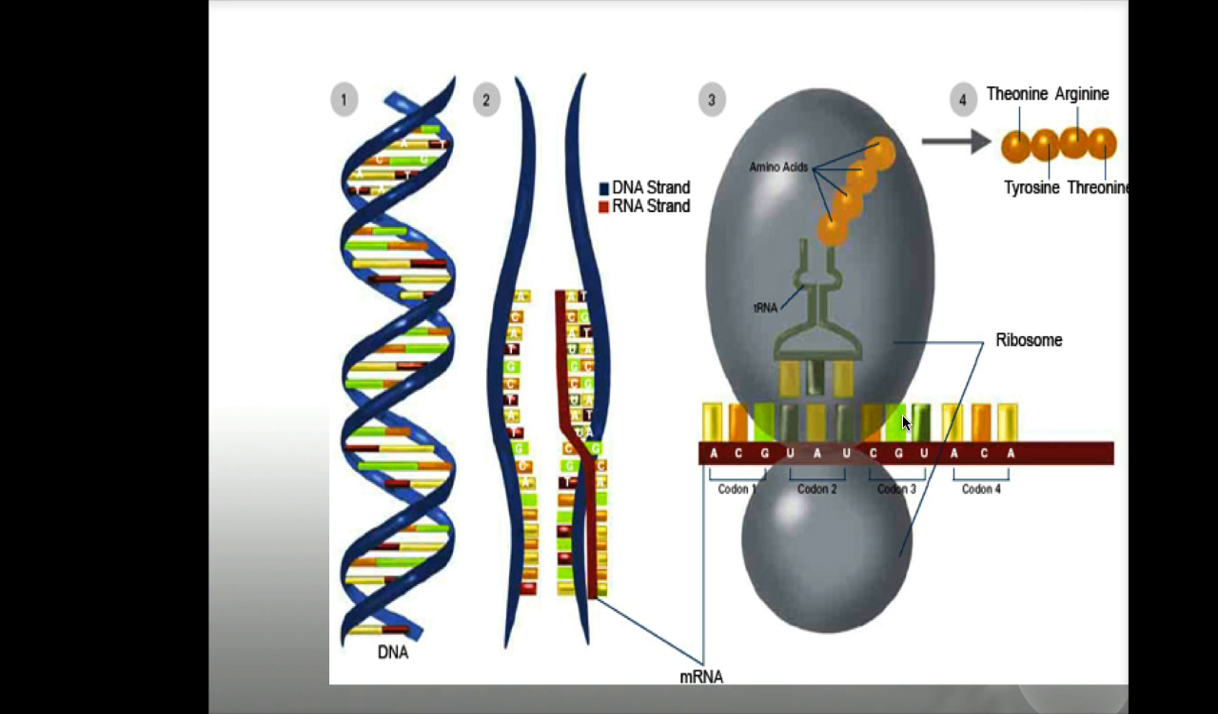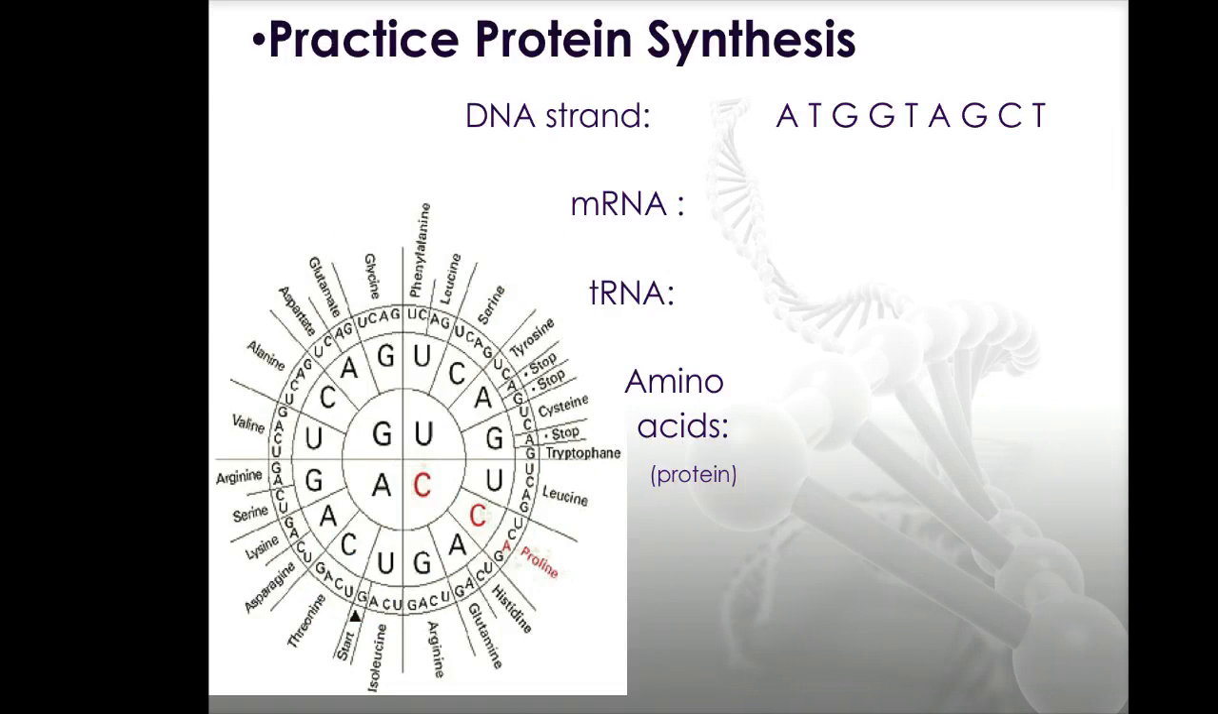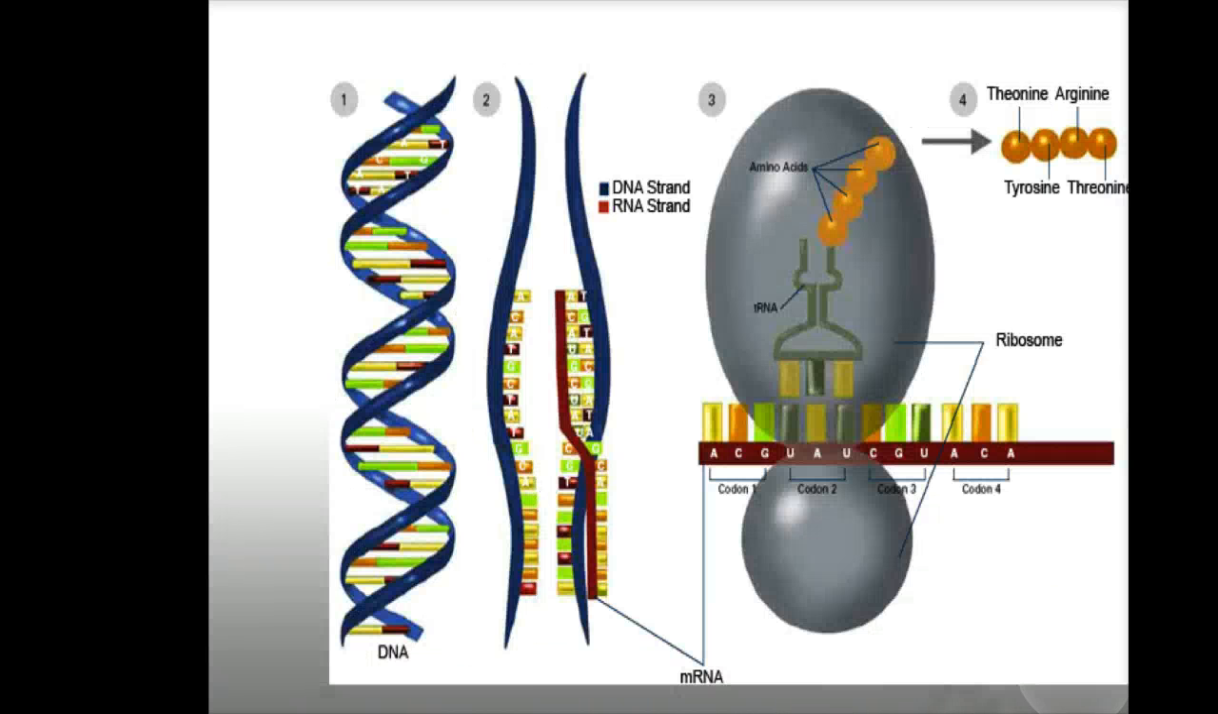And then this whole strand of mRNA is going to move down a little bit so that now the next codon will be available to be read and matched with the tRNA strand. And this goes on and on until it reaches the very end, or the stop signal.